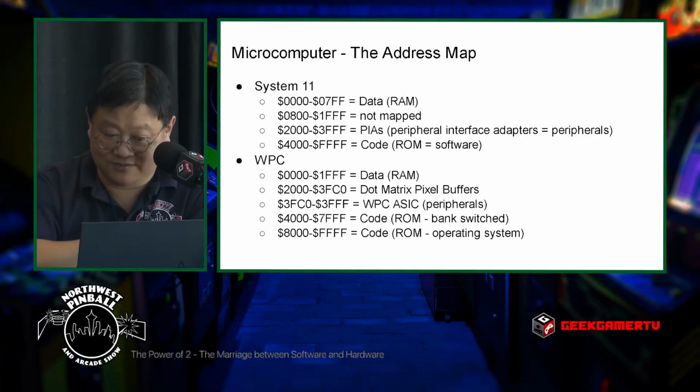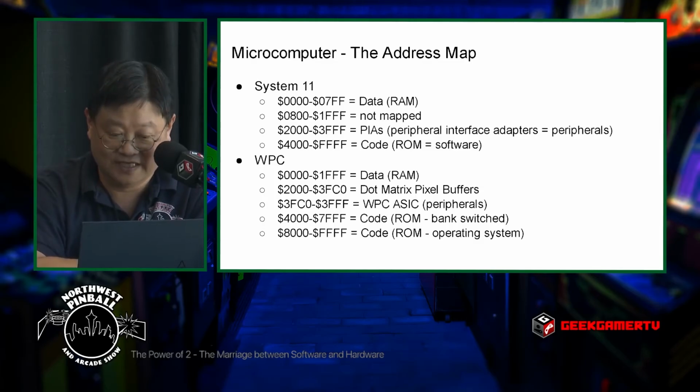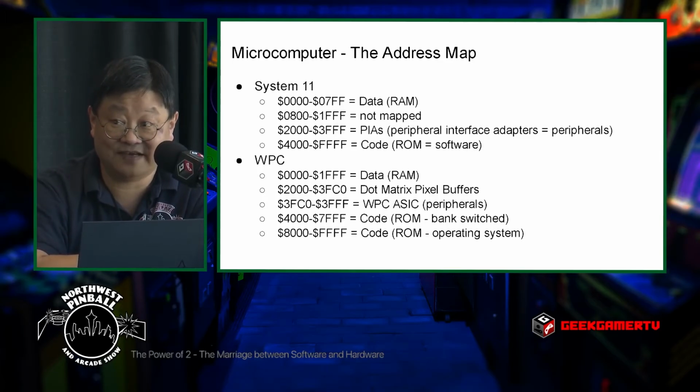So WPC further on, 4000 to 8000 is code, much like in System 11, but it's what's called bank switched. And 8000 to end of address is also code, but it's operating system. The 8000 and above is always mapped. If you touch 8000 to the end of ROM, you get the same code. If you touch anywhere in 4000 to 8000, you get whatever is switched in.